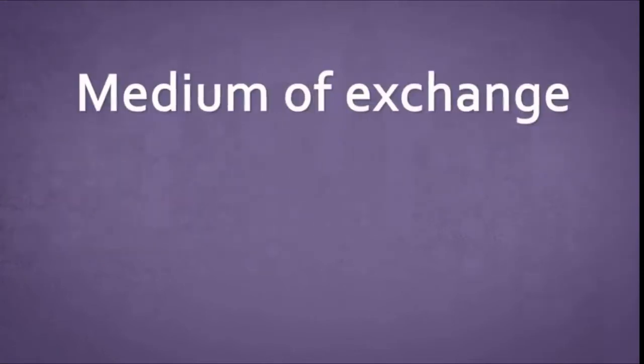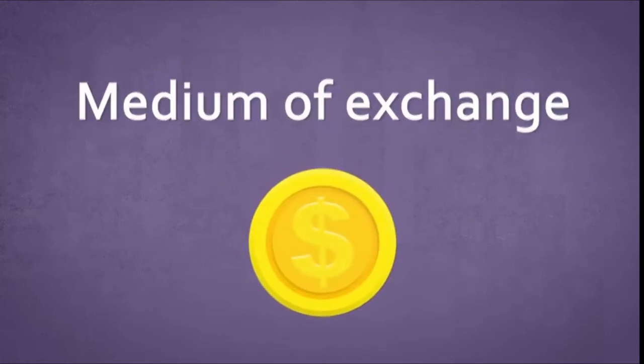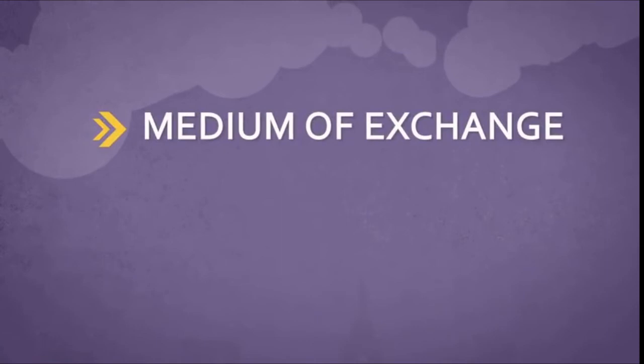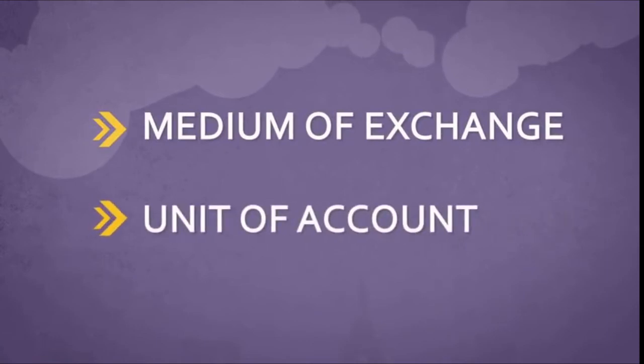People need something that can be used as a medium of exchange, something everyone can accept. They needed money. Money has specific properties. It is a medium of exchange, which allows us to avoid the problems that Catherine had. It's also a unit of account and can be used as a measure of costs and revenues through market prices.